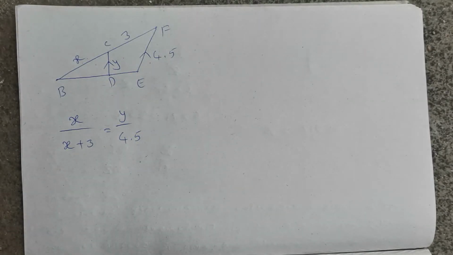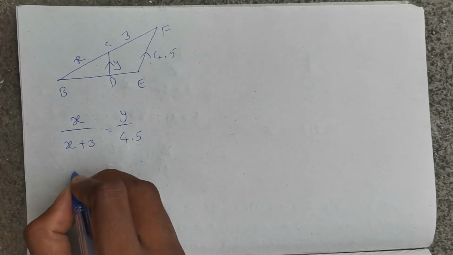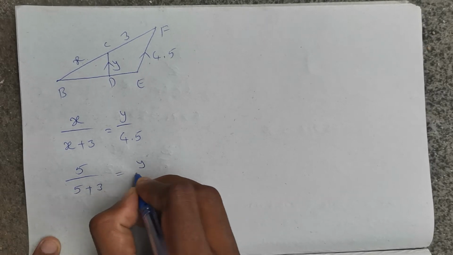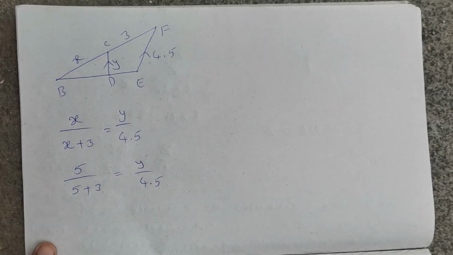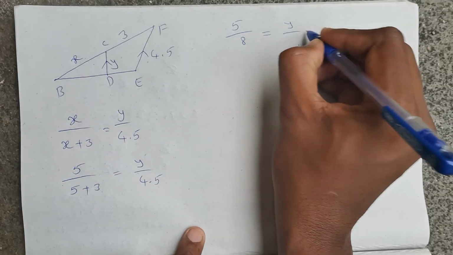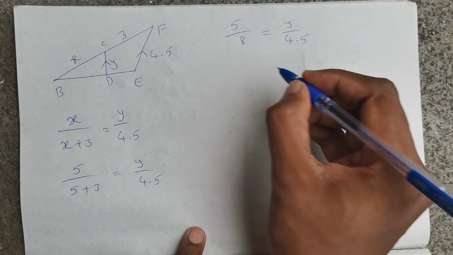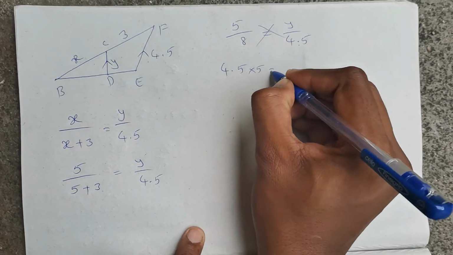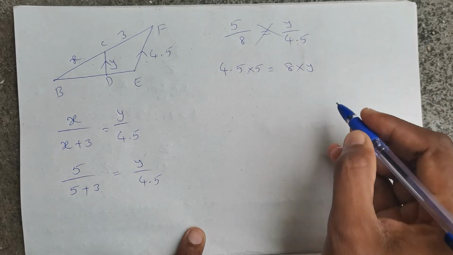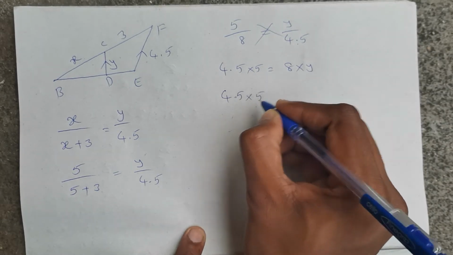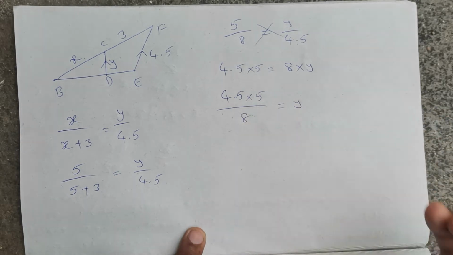And just now we got the x value, so I will substitute x is equal to 5. 5 divided by 5 plus 3 is equal to y by 4.5. So we will get 5 by 5 plus 3 is 8, equal to y by 4.5. I'll do cross multiplication. 4.5 into 5 is equal to 8 into y. We want the y value, so I'll bring this 8 to the left side. 4.5 into 5 divided by 8 is equal to y.